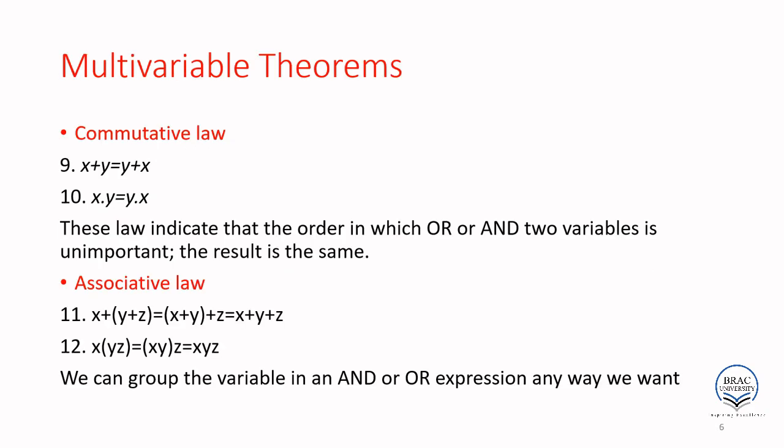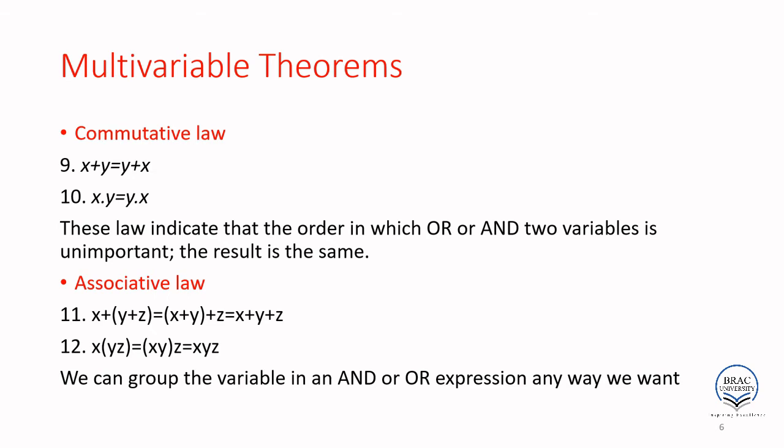Multivariable theorems. In the multivariable theorems, we have the commutative law. We can write x plus y equals y plus x, also x dot y equals y dot x. This law indicates that the order in which we OR or AND two variables is unimportant. The result is the same.